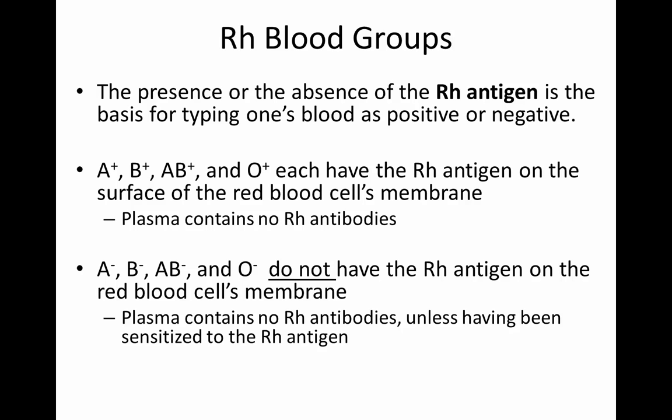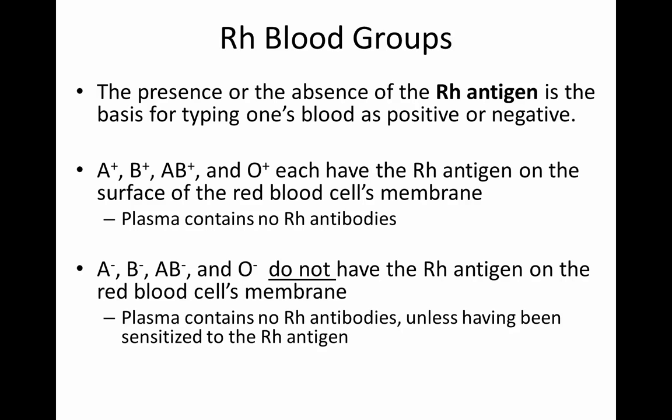If you know your blood type, you may know that you are not just blood type A, you're blood type A positive or A negative. There is another blood group known as the Rh blood group. The presence or absence of the Rh antigen is the basis for typing one's blood as positive or negative.